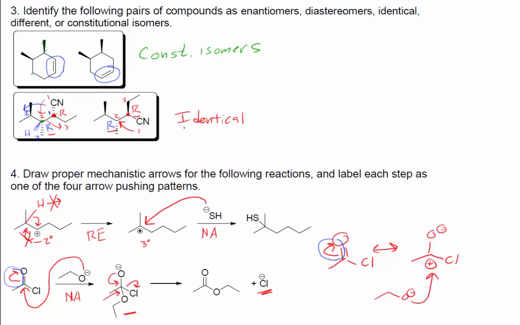I'm going to erase a couple of these extra arrows here. They're getting confusing. We don't want this arrow here. So now these two arrow pushes help us to assign loss of leaving group as our arrow pushing pattern for 4B.